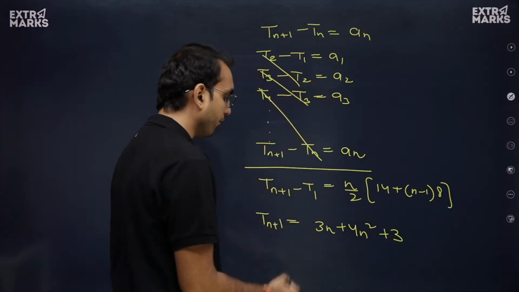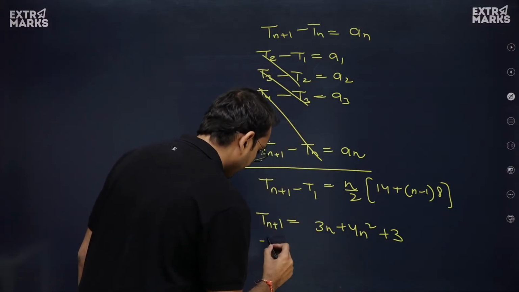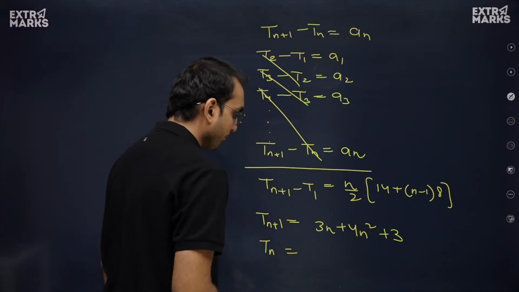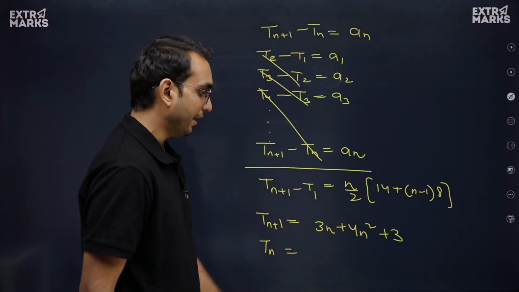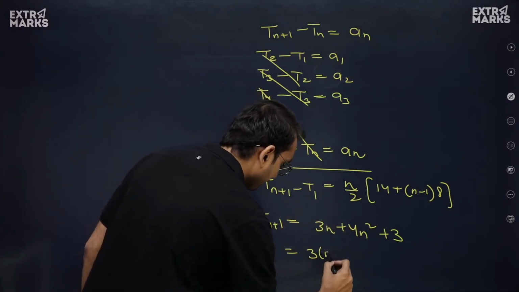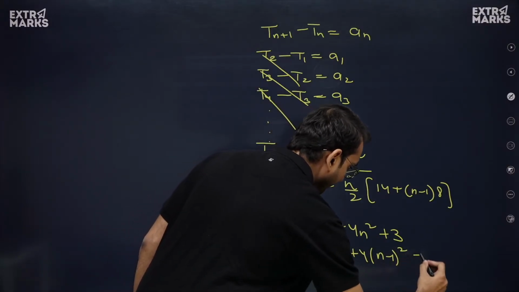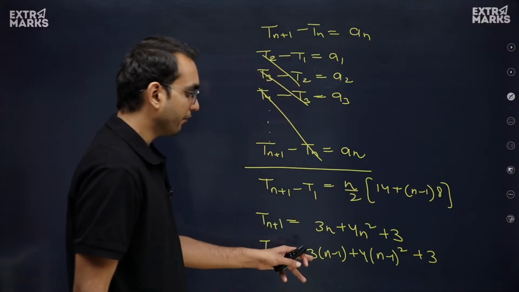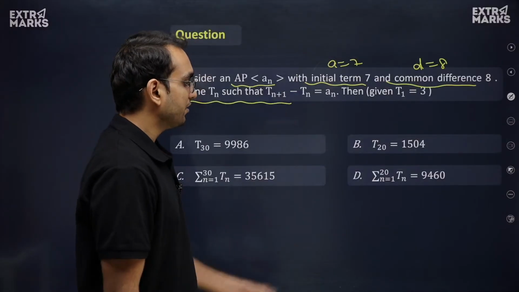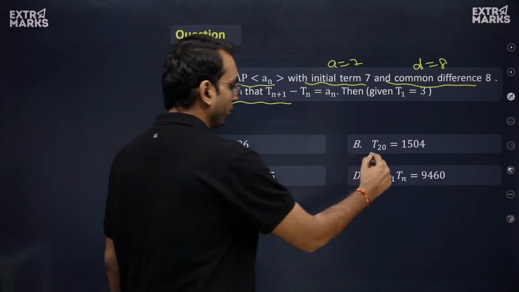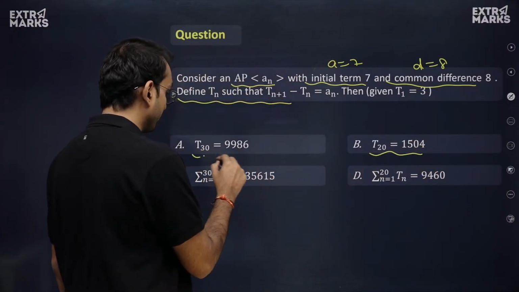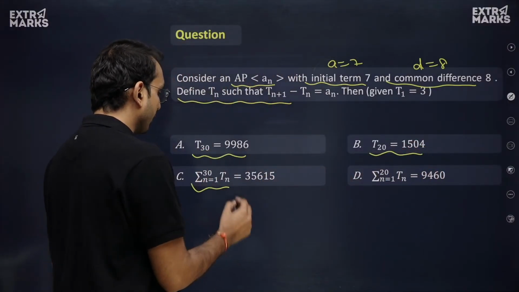So we have found the value of Tn plus 1. We can directly find the value of Tn by replacing n by n minus 1. So 3(n minus 1) plus 4(n minus 1) whole square plus 3. You will get the value of Tn as this, and then you can check everything. You can see what is the value of T20, you can see what is the value of T30, summation Tn.